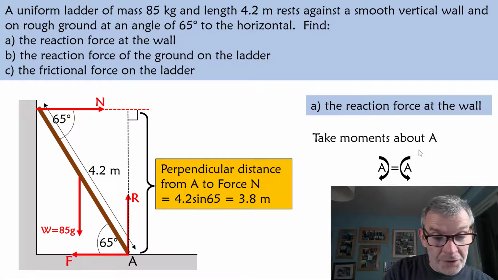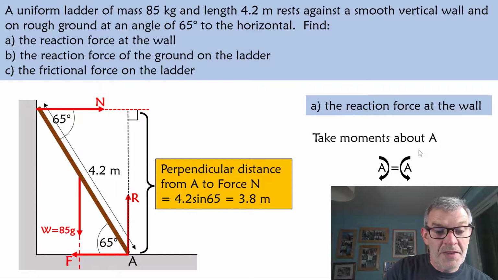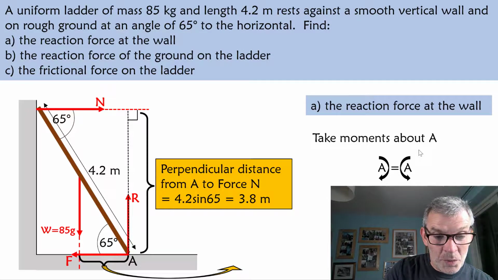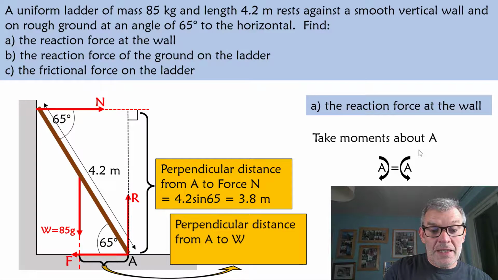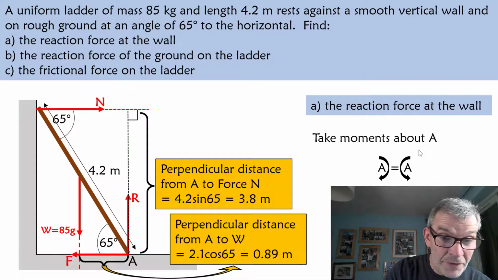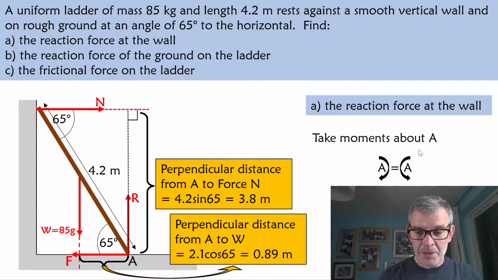And so our first job then is to work out the perpendicular distance to that force. So again, we extend the line of the force. There it is. And we're interested then in the distance from A to the line of the force that cuts the line of the force at right angles. There's our perpendicular distance. And we can work that out by saying 2.1 cos 65. The 2.1 is half the length of the ladder. We can say that the perpendicular distance is 2.1 cos 65, which comes out to be 0.89 meters.